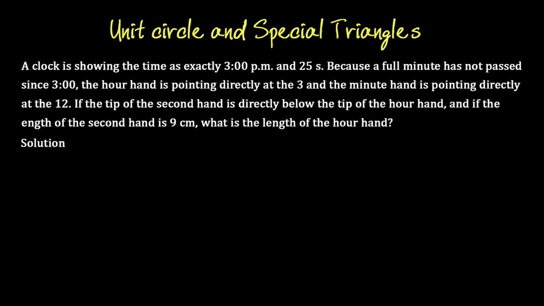Solution. The central angle between the hour hand pointing directly at 3 and the second hand pointing directly at 25 is 60 degrees. Because the tip of the second hand is directly below the tip of the hour hand, the triangle with the vertices at the center of the clock and at the tips of the hands is a right triangle. The second hand is the hypotenuse of this triangle, the hour hand is the base. To calculate the length of the hour hand, multiply the length of the second hand by the cosine of the angle between them.